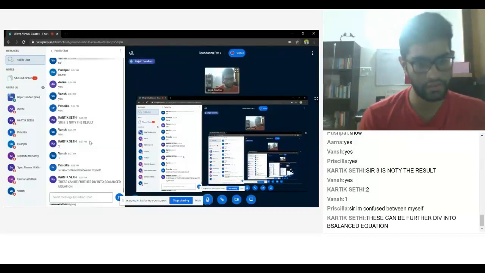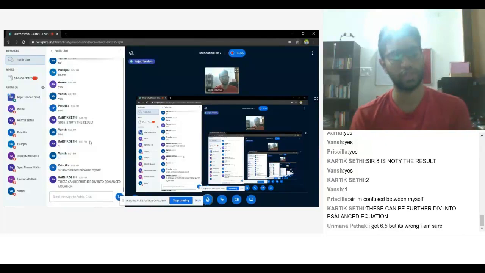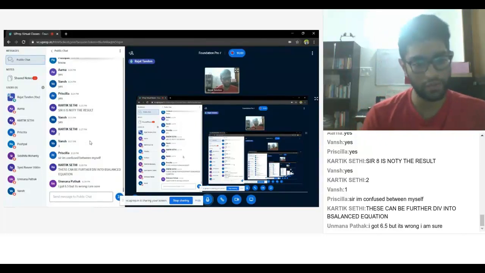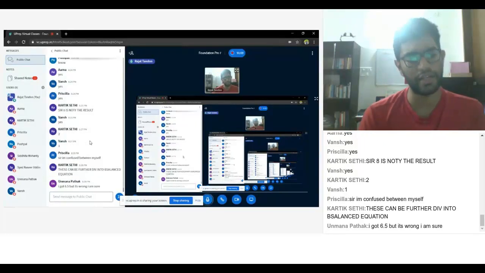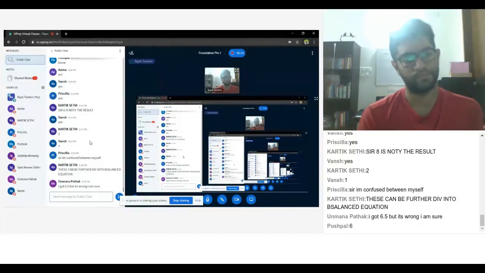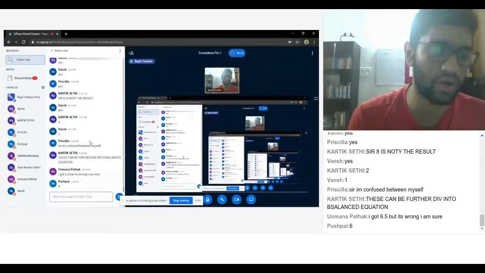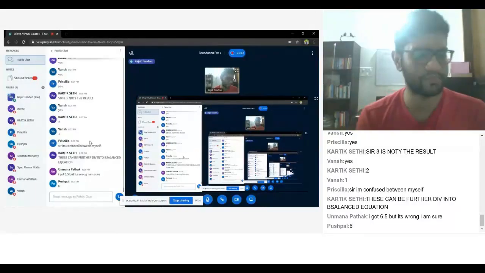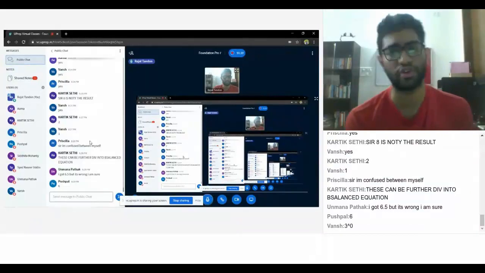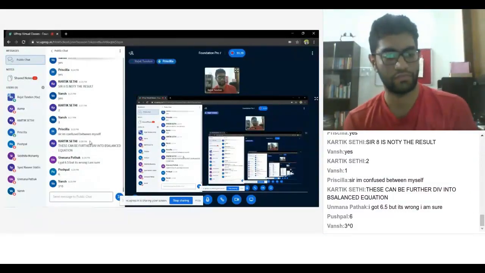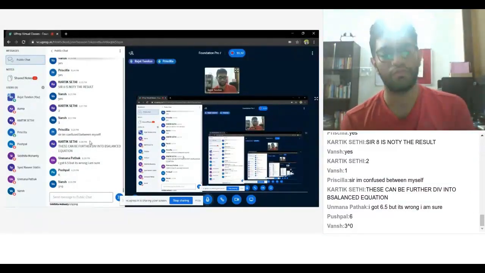These can be further divided into balanced equations. I got 6.5, but it's wrong. Try getting the right answer. 6. Okay. You know how to get the LCM of numbers, right? If you know that, that's the only thing that is extra or additional in this. There's nothing more. So can you repeat what you said? 30.